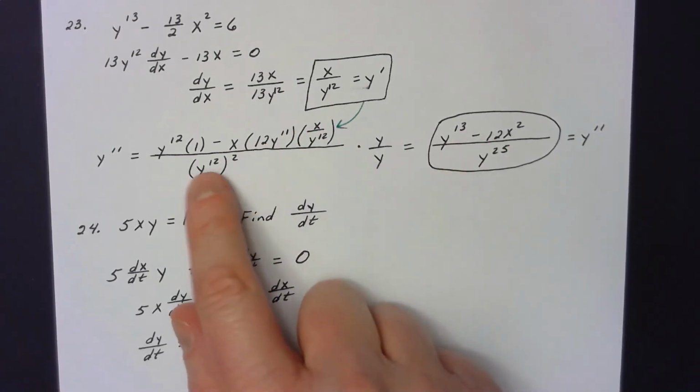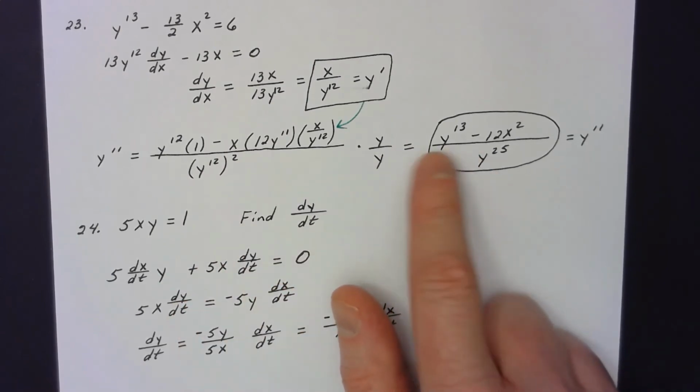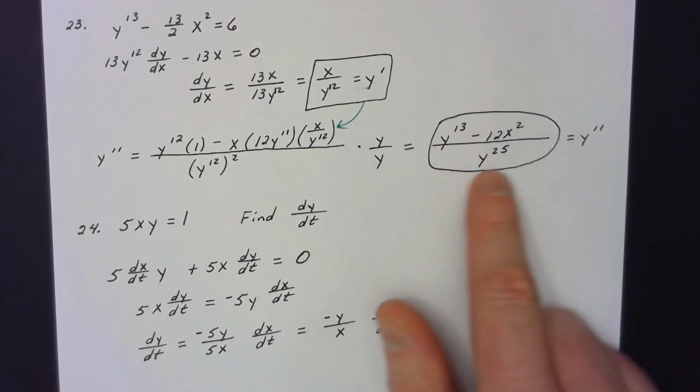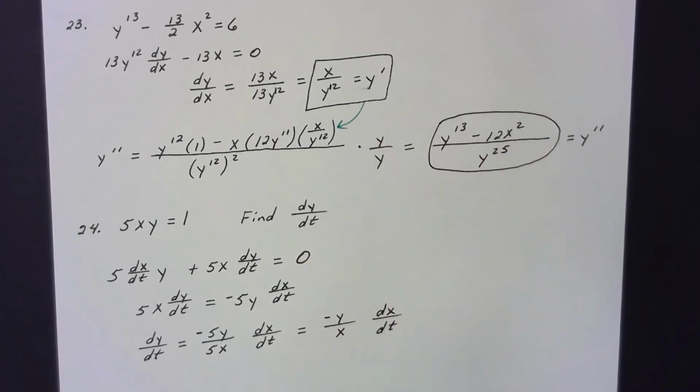In my denominator, I'd have a y to the 24th times y, for y to the 25th. And that's my final answer for the second derivative. I'm happy with that one.